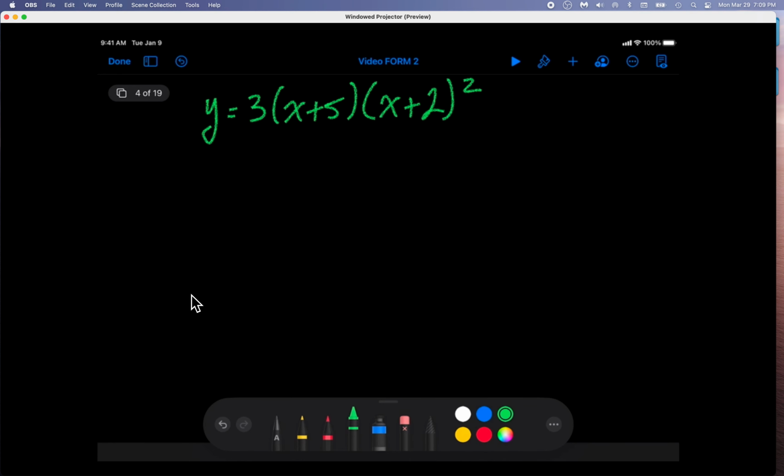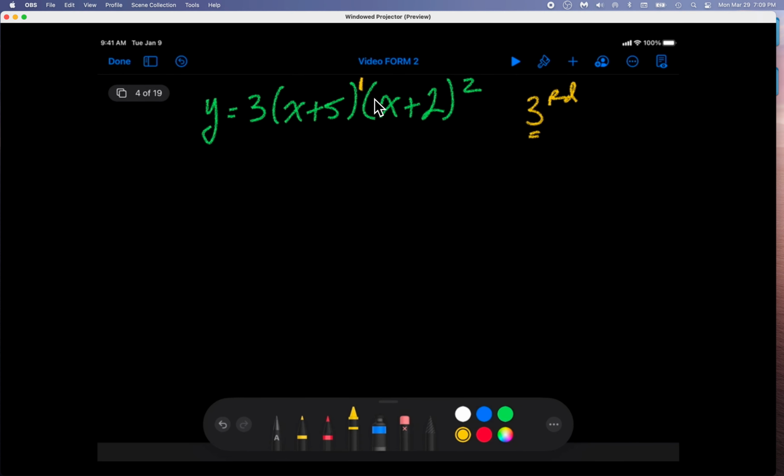Okay. So what do we know about this graph? What is the degree of this equation? Well, if you have a 1 here, you add up these exponents. This is a third degree polynomial.